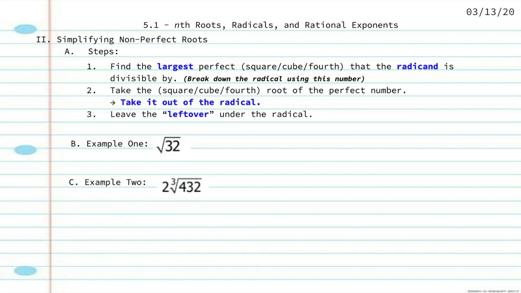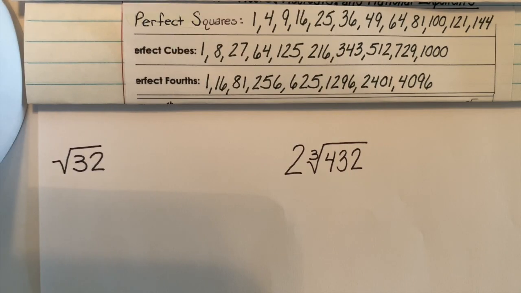I will give you a minute to write down these examples. But these are the examples that we're going to go through together so you can see exactly how to simplify non-perfect roots. All right, we are going to look at those examples that were previously shown on your screen. These examples, we are going to use the steps of simplifying non-perfect roots. You look at the example on the left, the square root of 32. We must use these steps because if you were to try to take the square root of 32, it would not come out perfectly as a whole number.